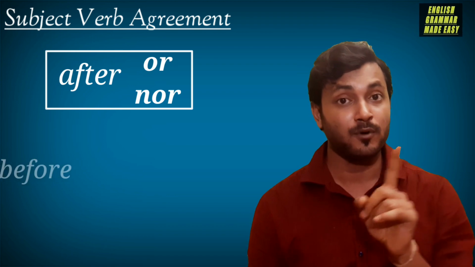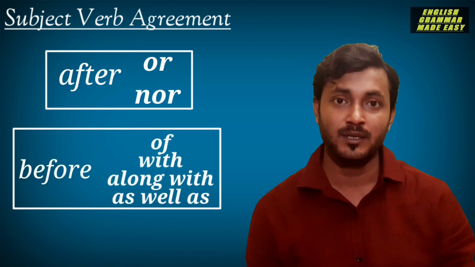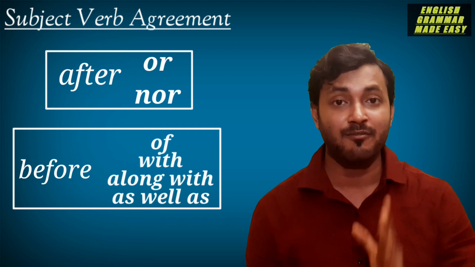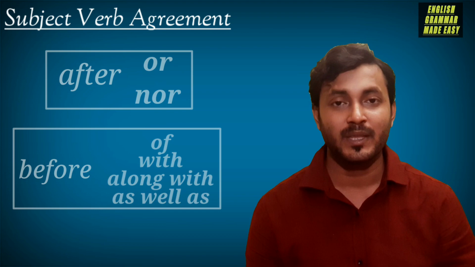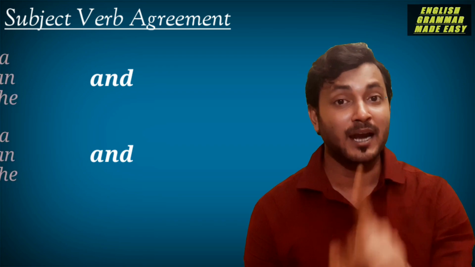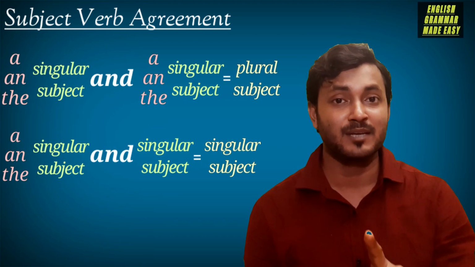Done? So before of, before as well as, before with, before along with, your subject will be written, and after or, that's where your subject will be written. Okay? In case of articles and the use of and, you have to look for the articles. If one article is used, it's a singular subject.